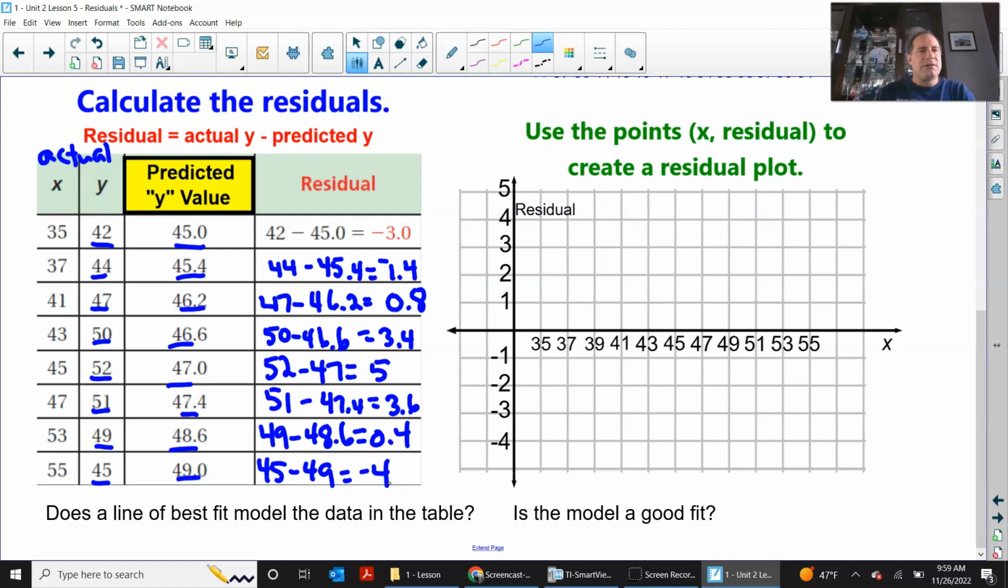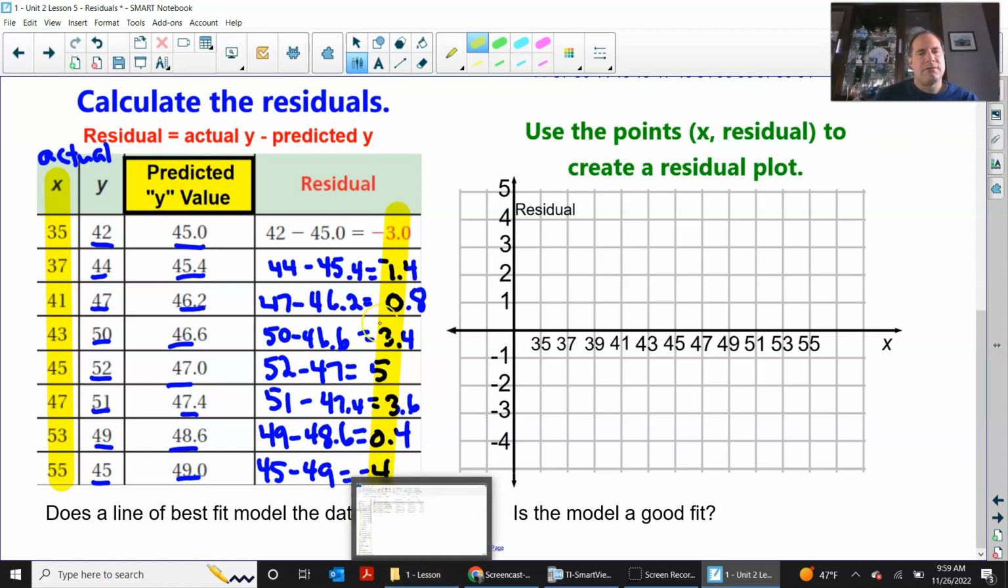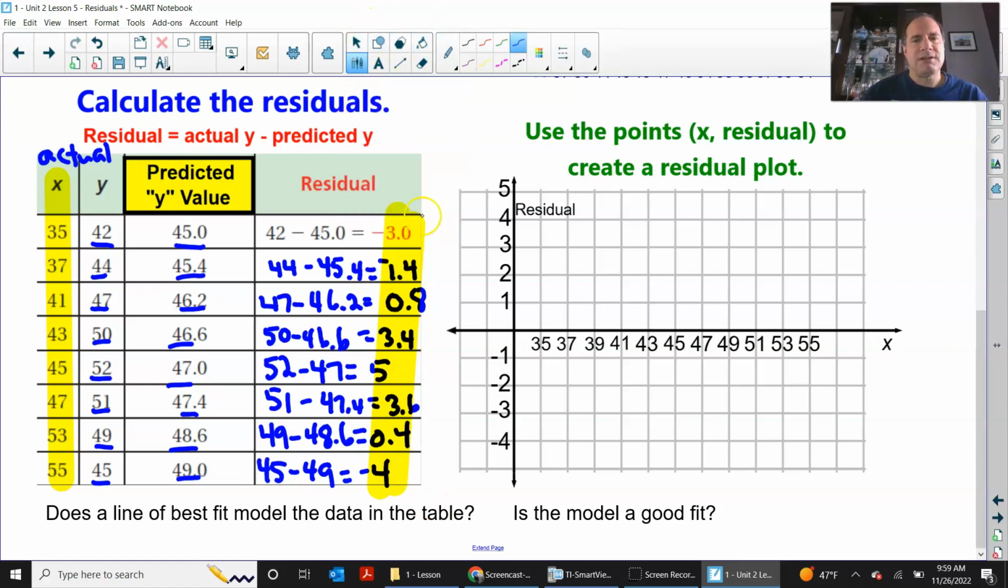All right, so we took the actual Y and we subtracted the predicted Y from it, and we got the residual. So I'm going to highlight what's going to go on our residual graph. All right, a residual plot it's called. The actual X and the residuals. All right, those numbers. So let's go ahead and plot.